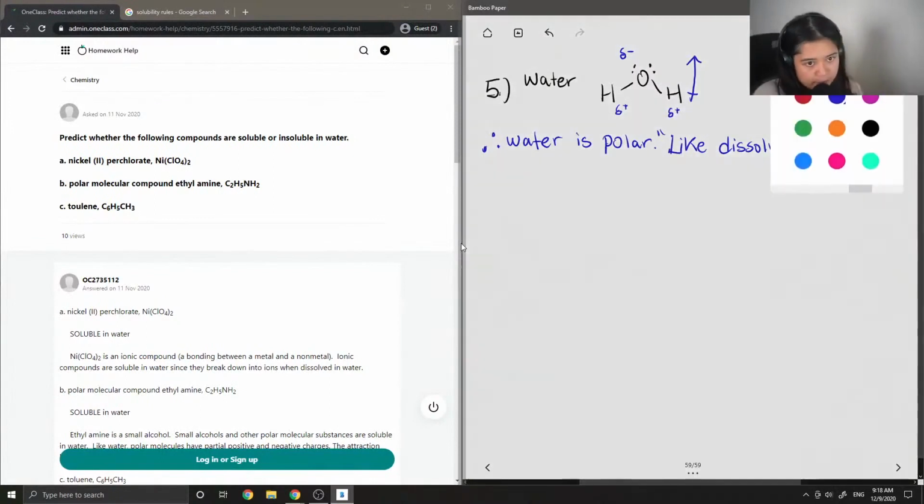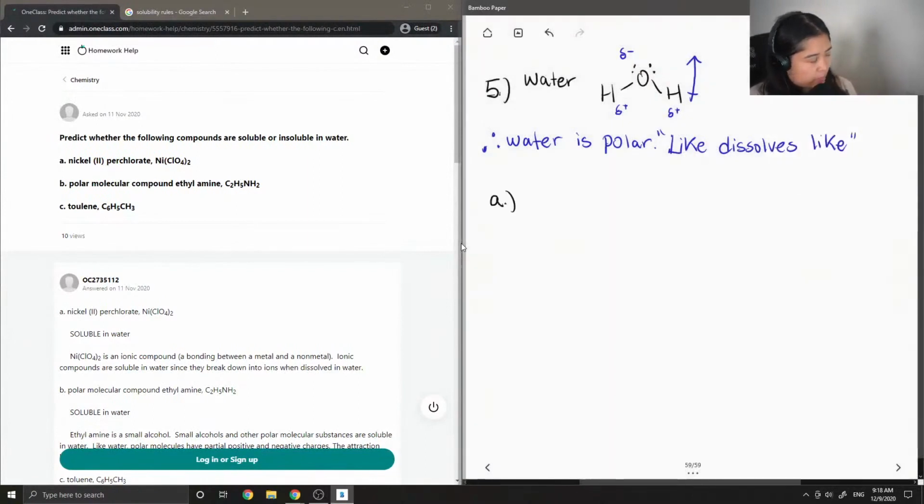Okay, so now starting with compound A, we have nickel 2 perchlorate. Okay, so nickel 2 perchlorate is ionic. So therefore it is soluble in water.